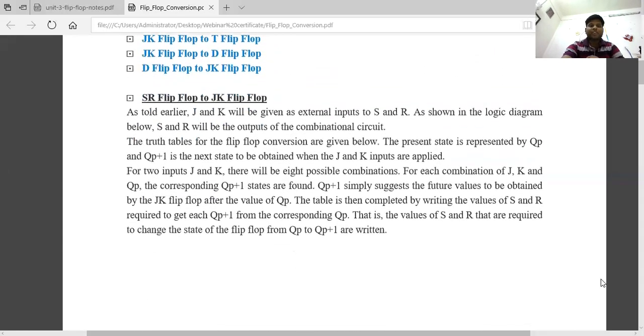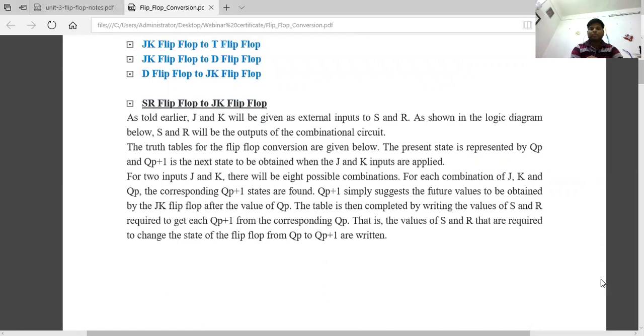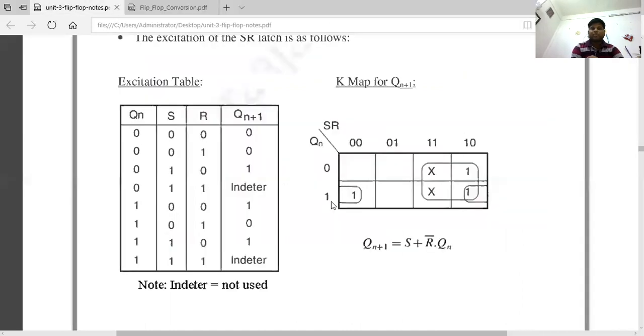First one is SR flip-flop to JK flip-flop. It means that you can convert an SR flip-flop into a JK flip-flop. So first we have to check the SR flip-flop. For the SR flip-flop, the excitation table is this. Qn is the present state, SR is the input value, and Qn plus 1 is the next state.